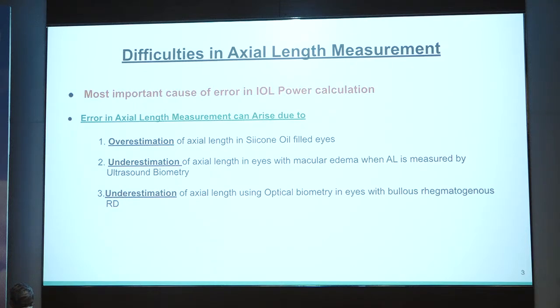errors in axial length measurement can occur. There may be overestimation of the axial length, especially in eyes with silicone oil fill, and underestimation in axial length if you're dealing with a patient who has a macular pathology in the form of macular hemorrhage either because of diabetic retinopathy or the presence of an epiretinal membrane. And surprisingly, if you are using an optical biometer and you're dealing with a patient who has to undergo a phaco-vitrectomy and he has a bullous rhegmatogenous retinal detachment, some amount of underestimation in the axial length measurement must be there because of the thick, viscous subretinal fluid that fills the space between the retinal pigment epithelium and the neurosensory retina.